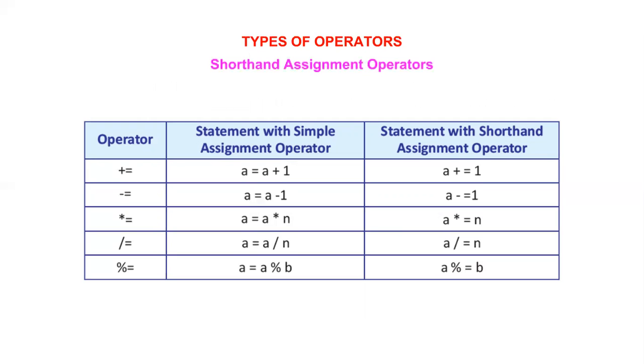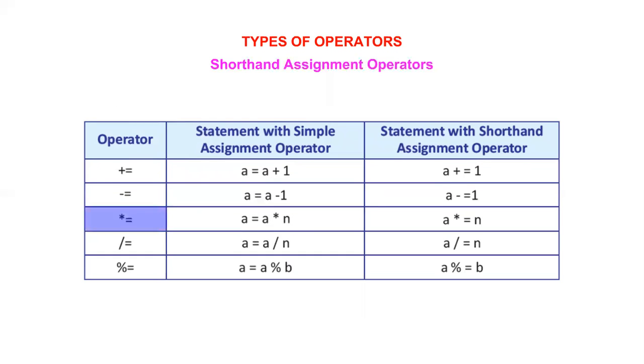Shorthand assignment operators. Operator plus equal to. Statement with simple assignment operator: a = a + 1. Statement with shorthand assignment operator: a += 1. Minus equal to. a = a - 1 becomes a -= 1.